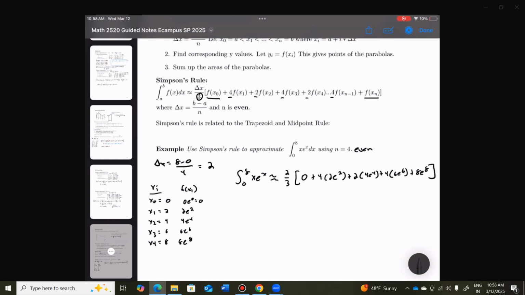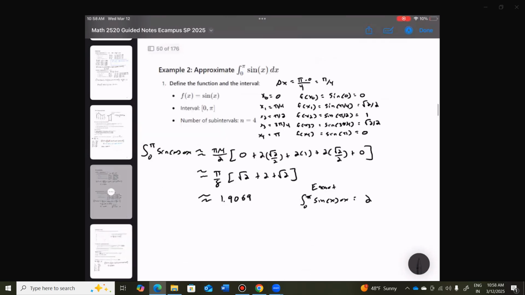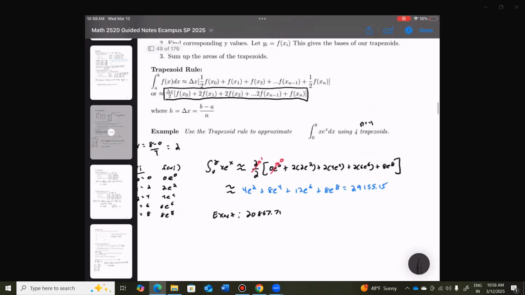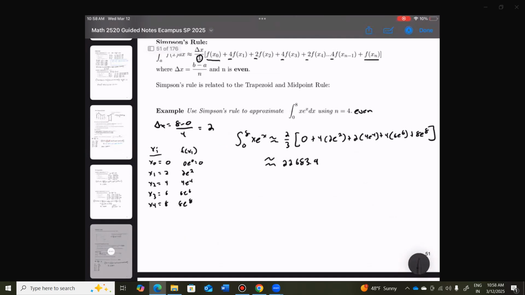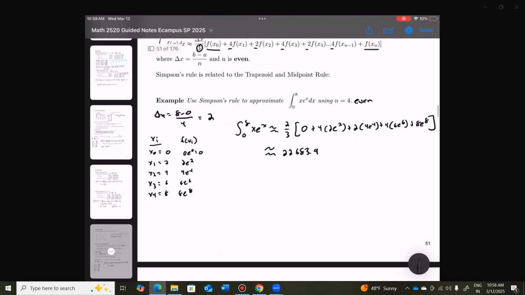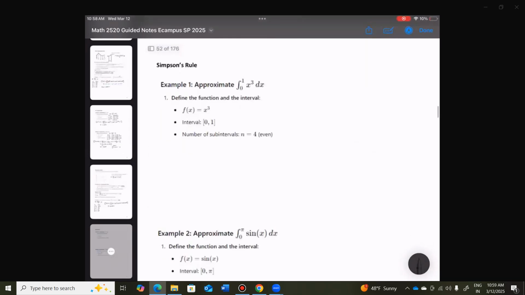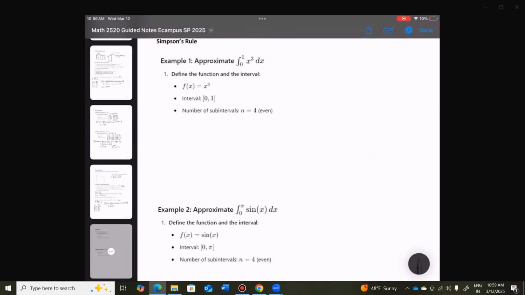Right. And so if you put this in a calculator, you get an approximation of 22,683.9, which before we got 2867 as our exact, and our trapezoid was 29,155. So this is much closer to that exact of 20,000. Alright, so this is Simpson's rule. Alright, so we'll do the next one.